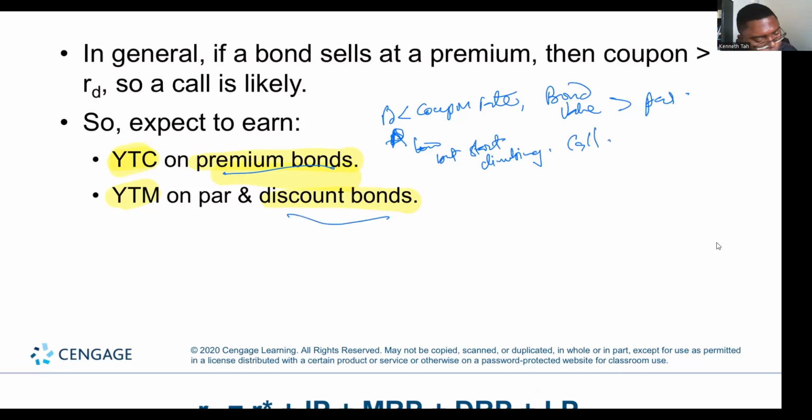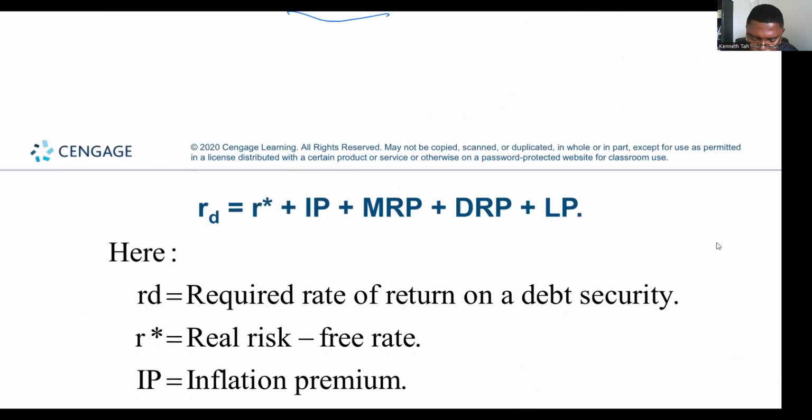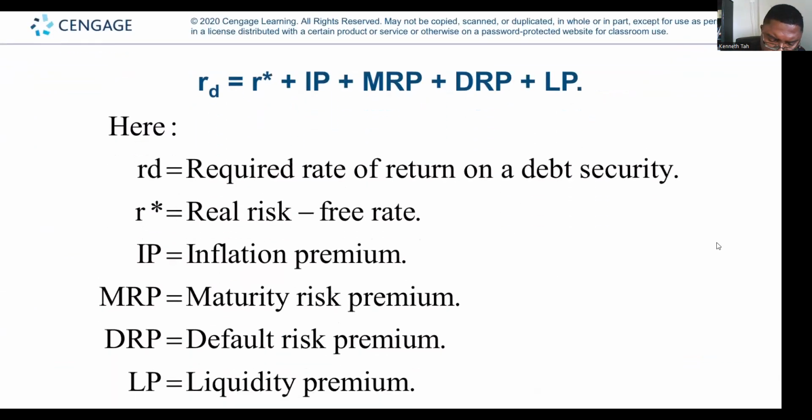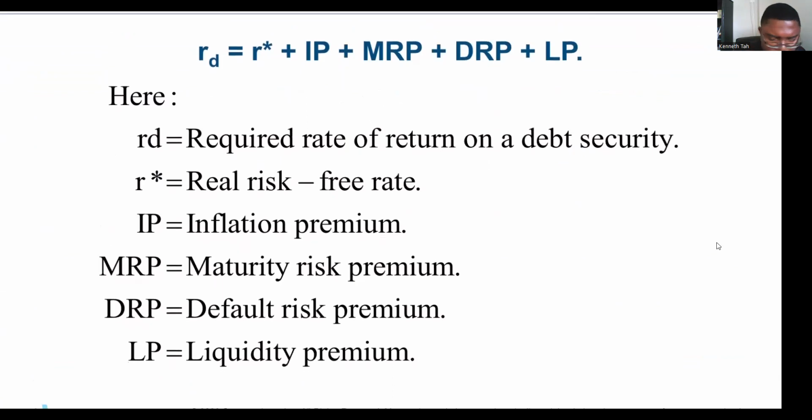All right. So let's talk about some few things as we round up this chapter. This is the pre-tax cost of debt, because this is the yield on debt. So this is what makes up the cost of debt. So it is RD, which is the required rate of return on a debt security.